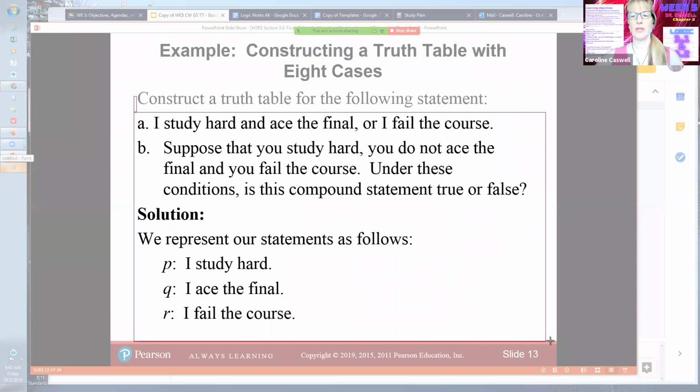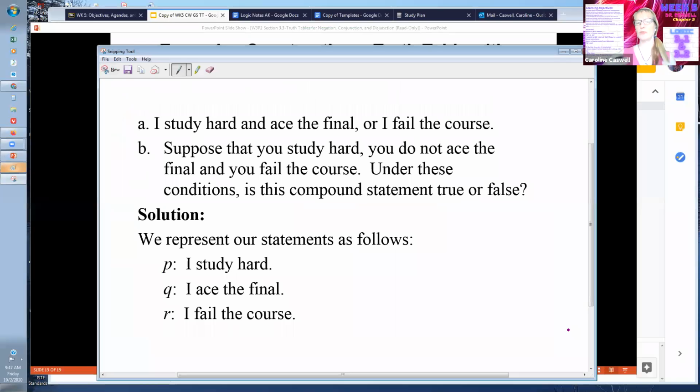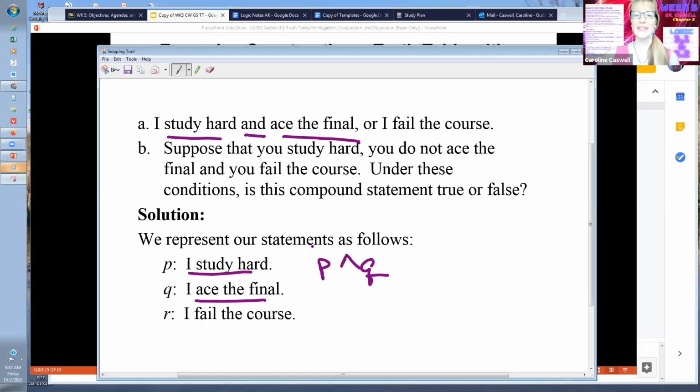I'm going to pull this over just so that we can write the statement and then show you that it's the same one we just found. So, (I study hard and ace the final), so that is in parentheses. The comma makes you realize that that's what the parentheses is. Or I fail the course. So I think the one we just did had some nots in it, so actually this would not be that. So we might as well go ahead and do the truth tables on this.